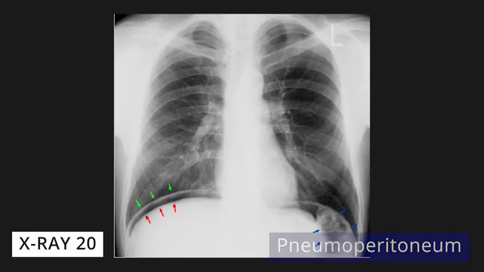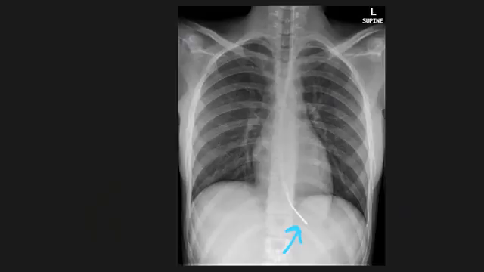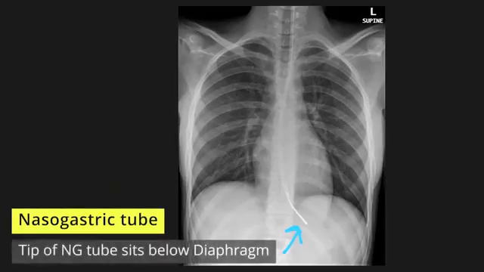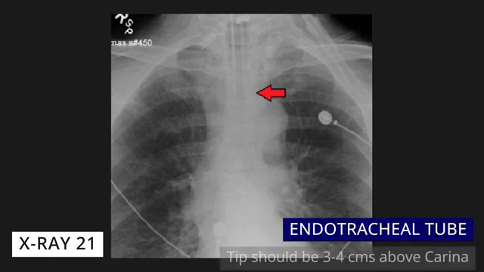Now the last is E, which is everything else which is left. I mean the lines, the catheters, everything else, right? So in this X-ray, you can see a nasogastric tube in situ, so NG tube or a Ryle's tube. In the next one, you can see a white line in the trachea, which is actually due to an endotracheal tube in situ. So there is an ET tube.